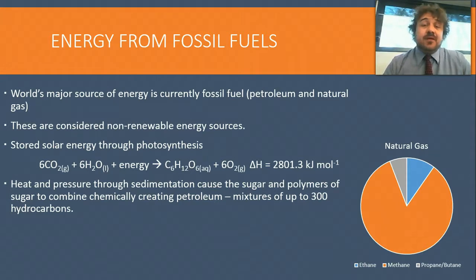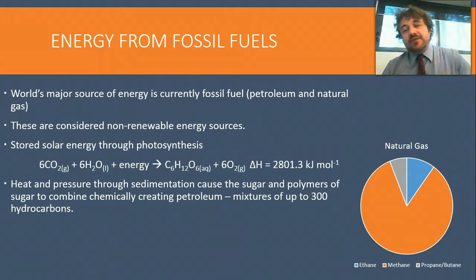creating petroleum. So the petroleum itself is a mixture of about 300 hydrocarbons, and yes, it's mostly smallish chains, but as we get further and further, we get trace amounts of very large ones.